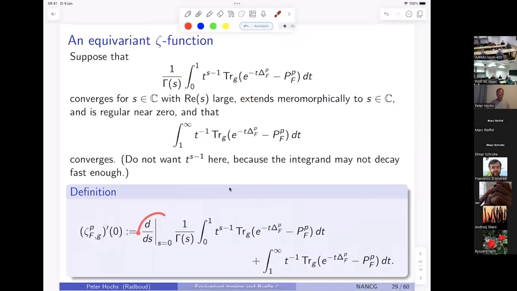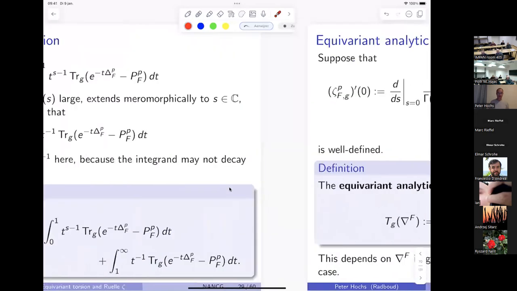So I'm going to take the derivative with respect to s at s equals zero of this integral from zero to one, and just add the integral over here. This doesn't depend on where you cut off. I'm cutting off at the value one here, but it doesn't matter. If you integrate from A to B, where A and B are both positive, it turns out that this here just drops out. So this is independent of where you cut off, and it really generalizes the same thing in the classical case.